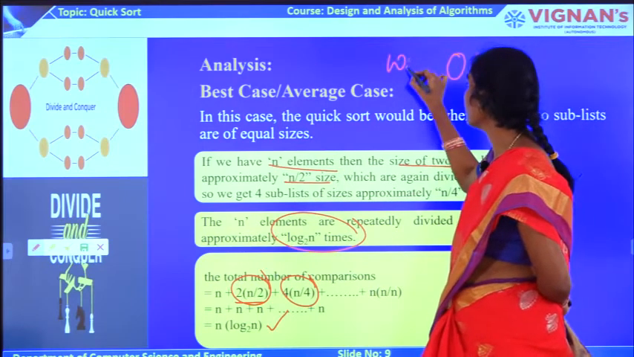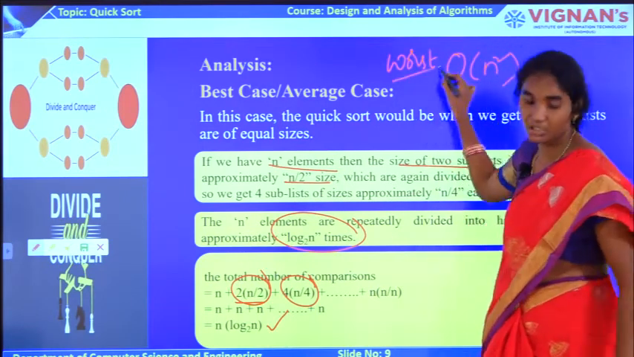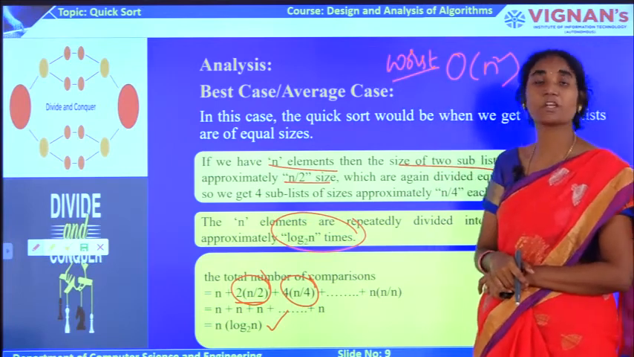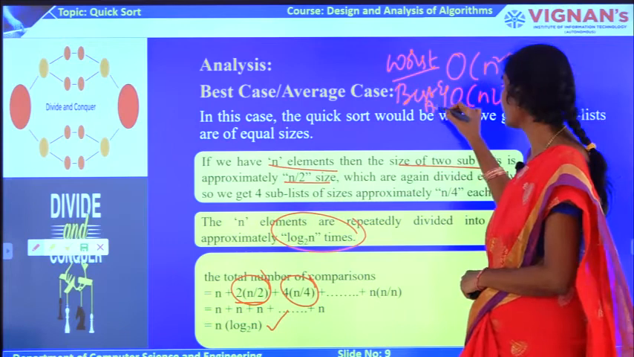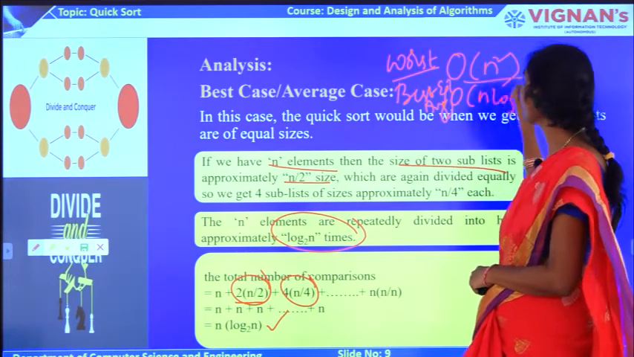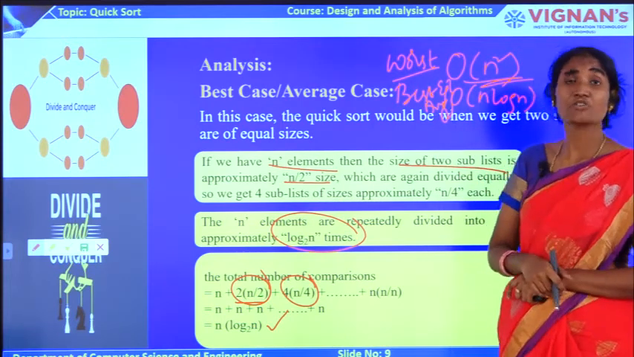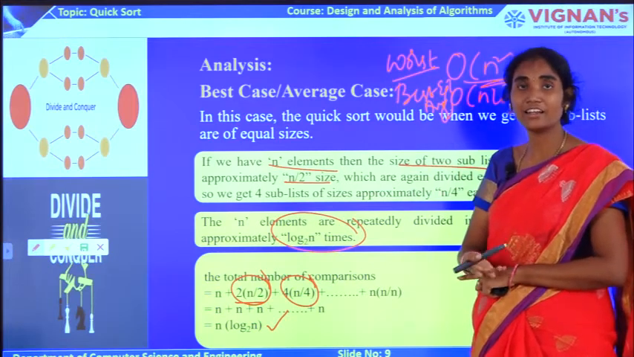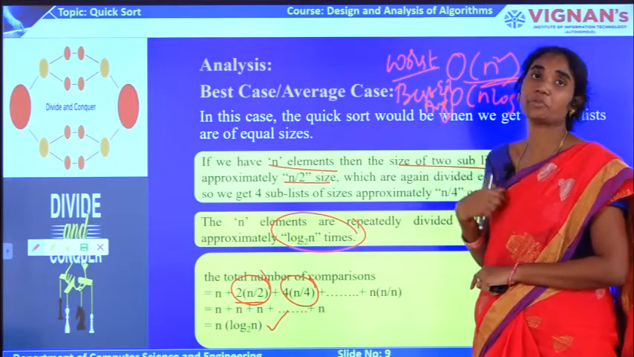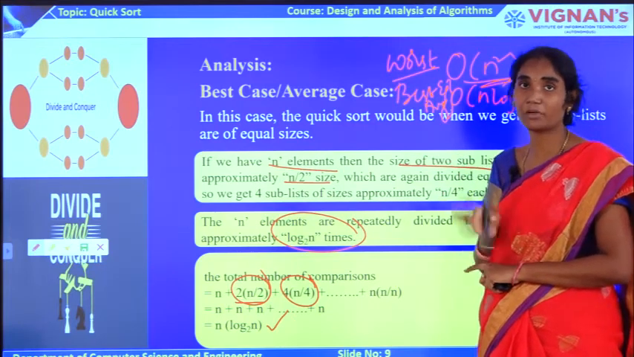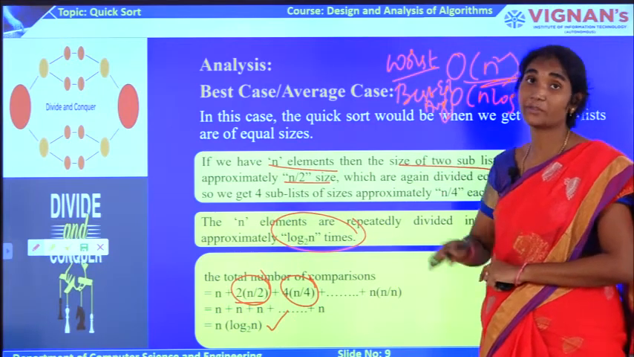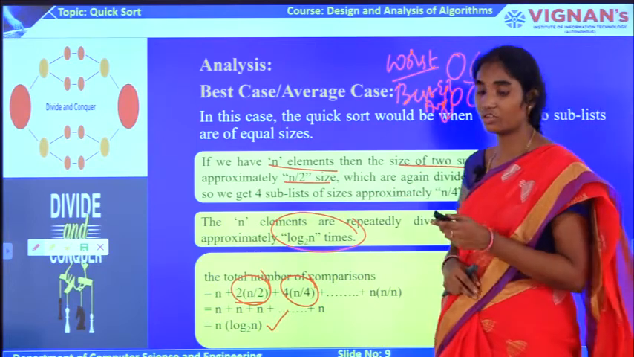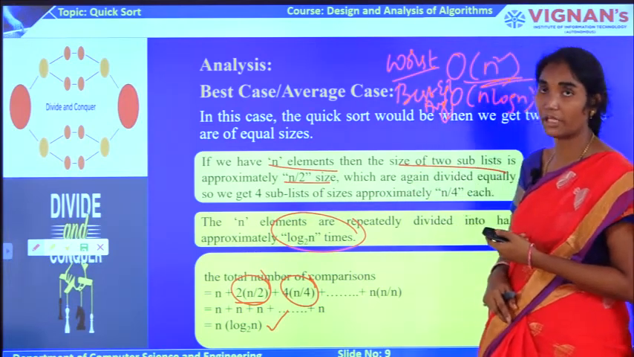For the worst case it is big O of n square. For the best and average case, it is big O of n log n. Then what will come under the worst case? Suppose the given list itself is a sorted list, and we apply the quicksort procedure on that sorted list, that comes under the worst case. For that it will take big O of n square, which is a very large time taken compared to n log n.